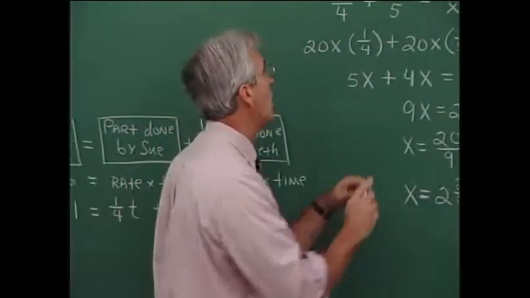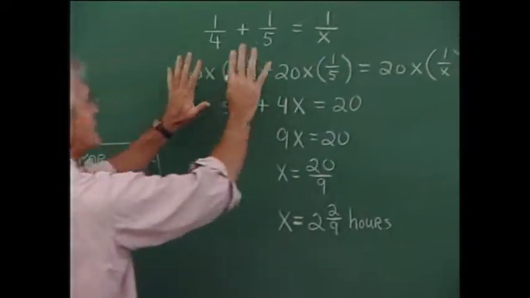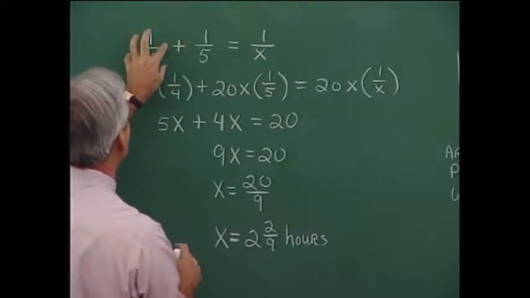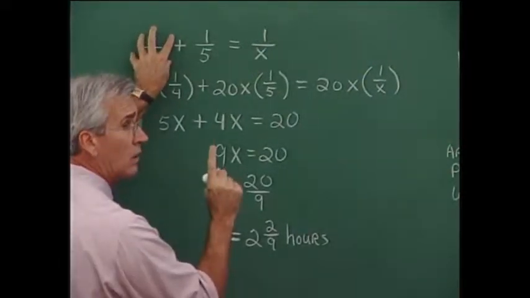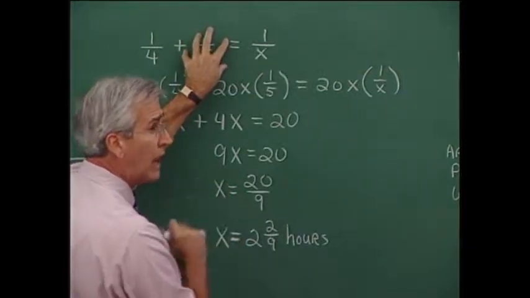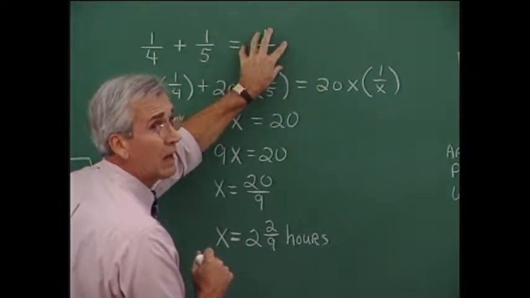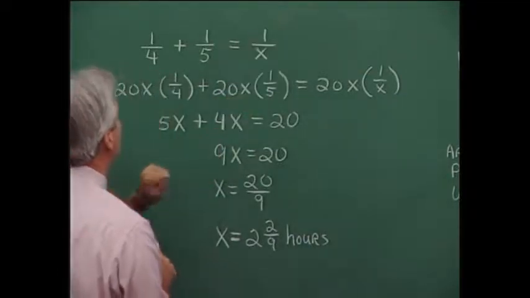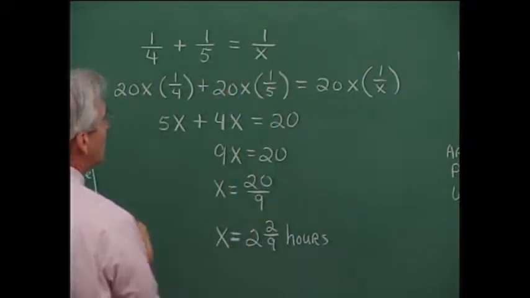The method for solving this equation, now this is the idea that this is the fraction of the job that's accomplished in 1 hour by Sue. This is the fraction of the job that's accomplished by Beth in 1 hour. This is the fraction that they accomplish working together in 1 hour. All right, now we have an equation involving fractions.